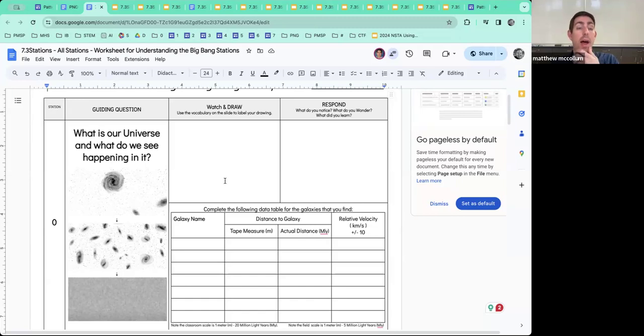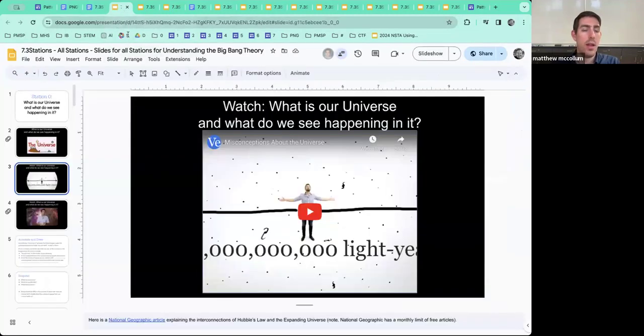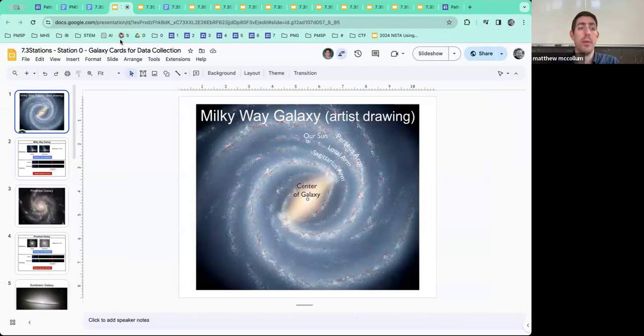And so all of the stations, if you've done the stations from, for example, the sound stations, have a watch and draw, some sort of response, something else. And this one has a data table that they're going to complete. If you go to the next slide. This one.